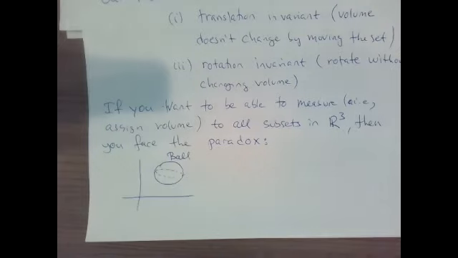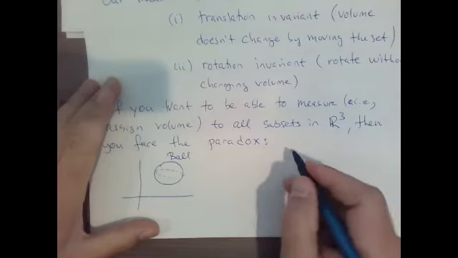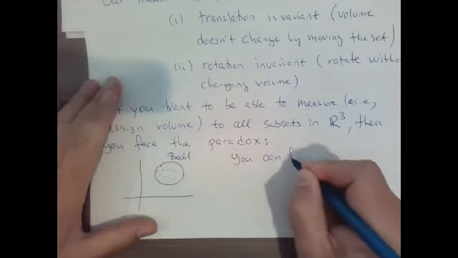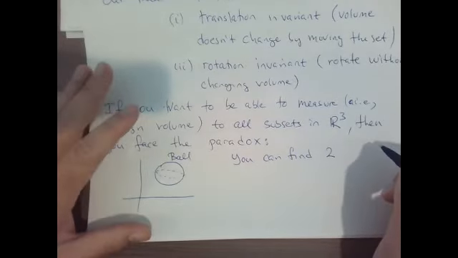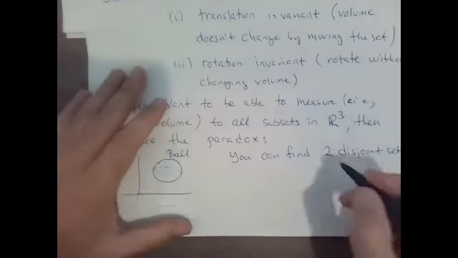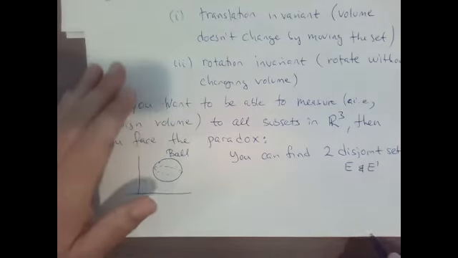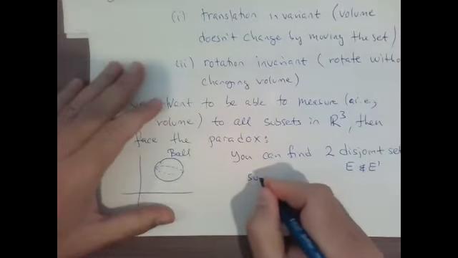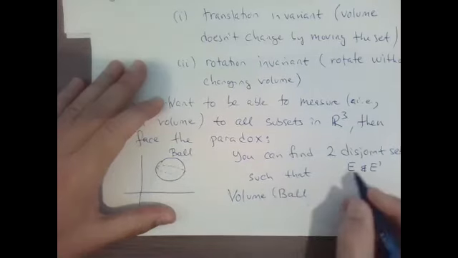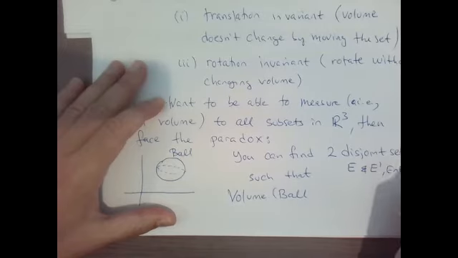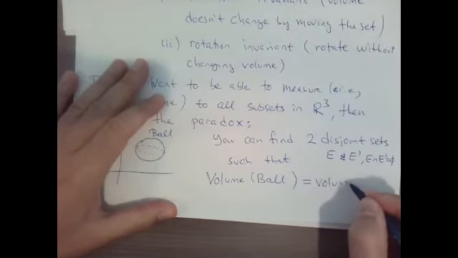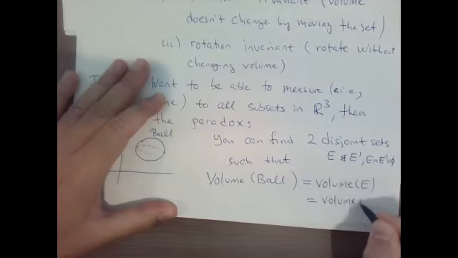So the crazy part is, and this is what Banach-Tarski says, that you can find two disjoint sets, let me call them E and E prime, such that the intersection is empty, and the volume of the ball is equal to the volume of E, which is equal to the volume of E prime.